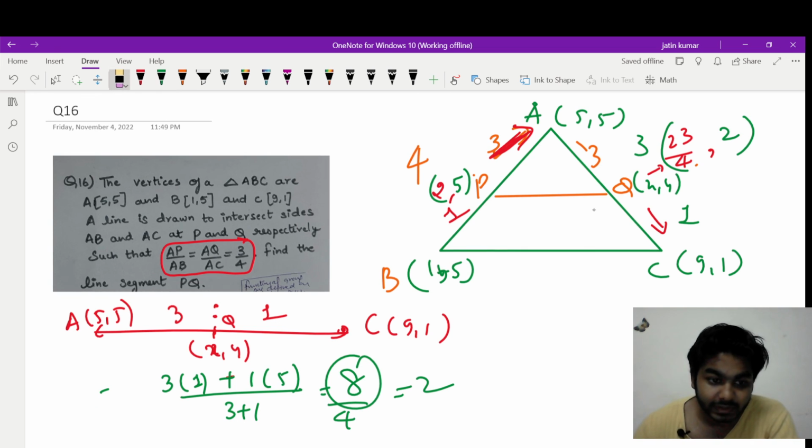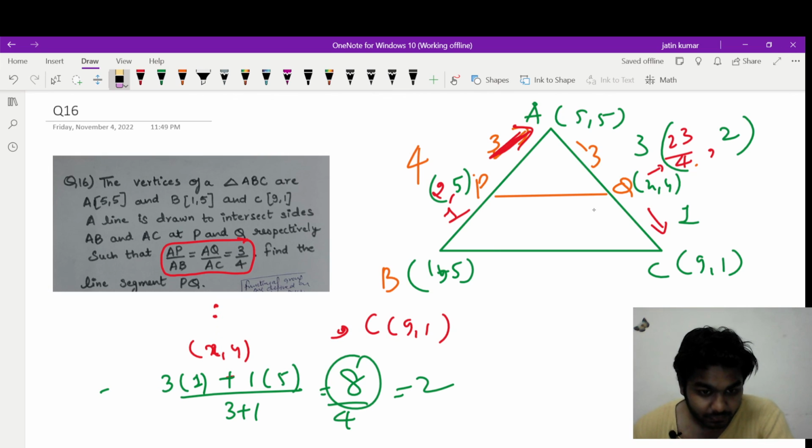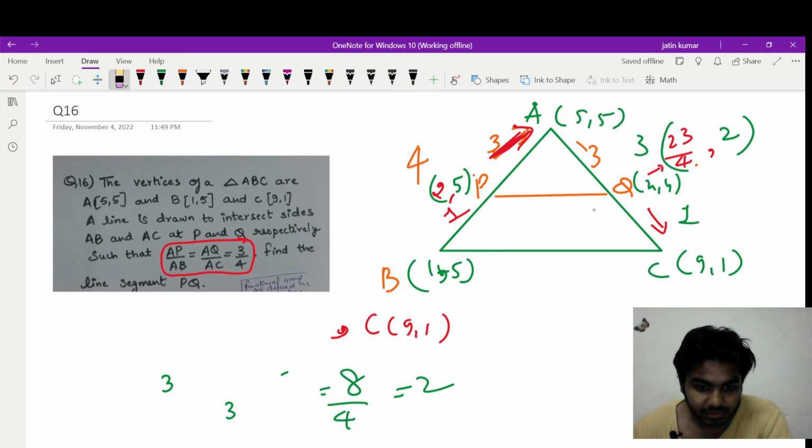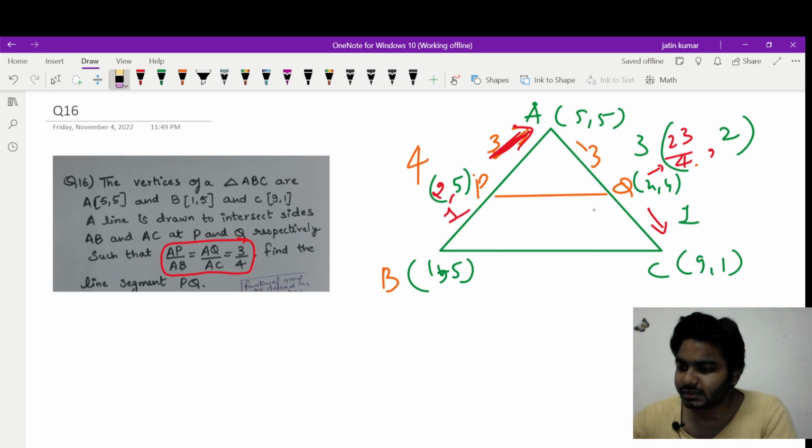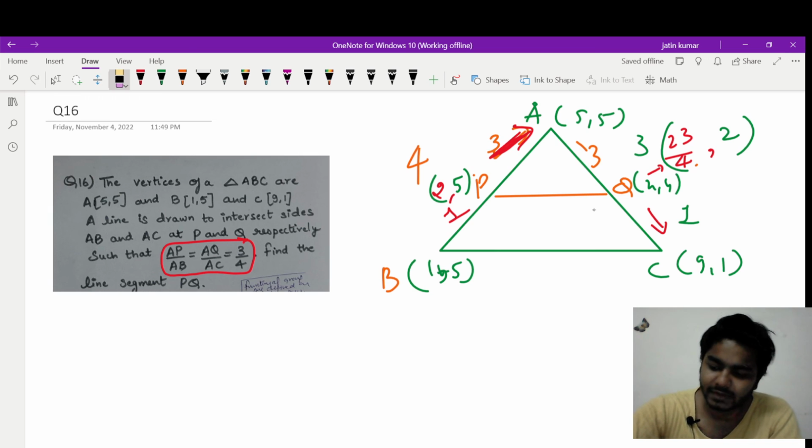Now we need to find the length of PQ because we were asked to find the length of PQ. Let me check this answer from the book. Okay, so just wait for 1 second, 5 seconds please.